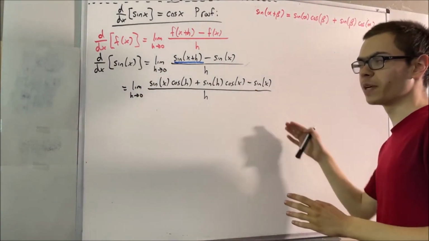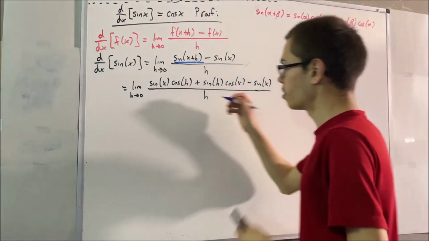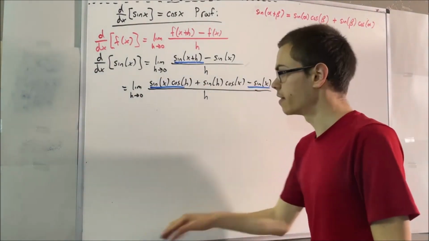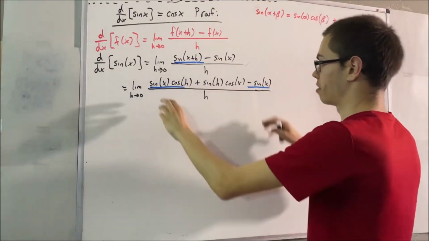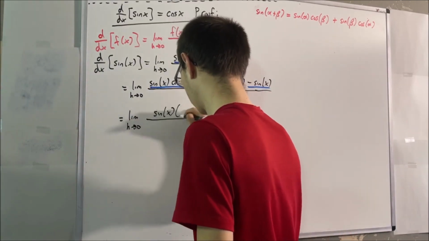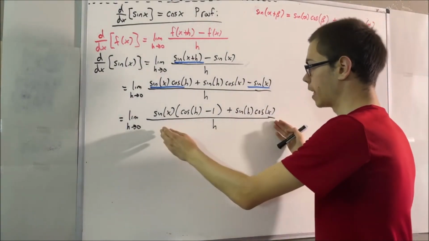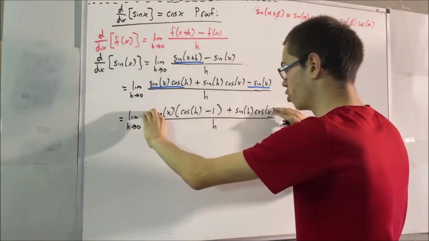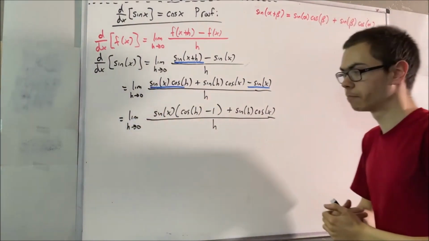So then what do we do from here? Well, we're going to continue playing around with it. Notice that these two terms both contain sine x. Therefore, we can group these two terms together and factor out sine x from them. And so this is what we would get if we were to do that. And you could verify that this numerator is identical to this numerator, right? All you'd have to do is distribute and it's identical.